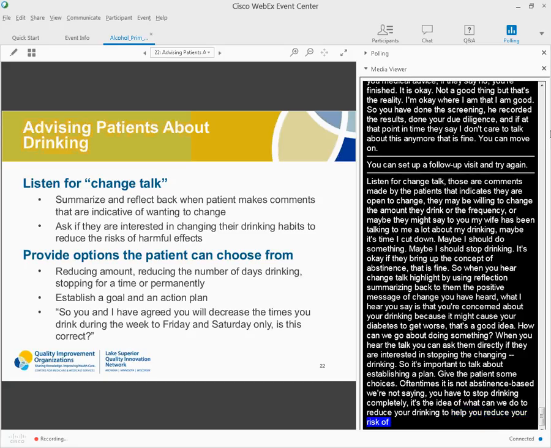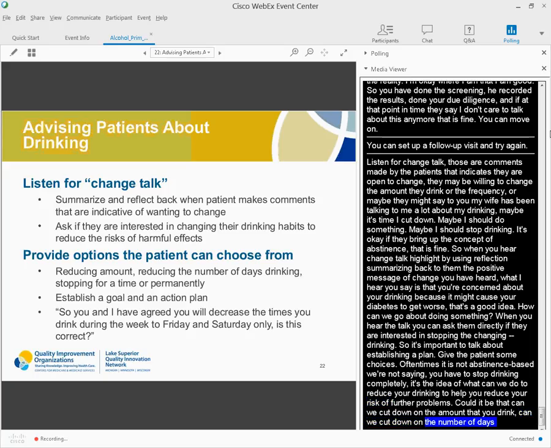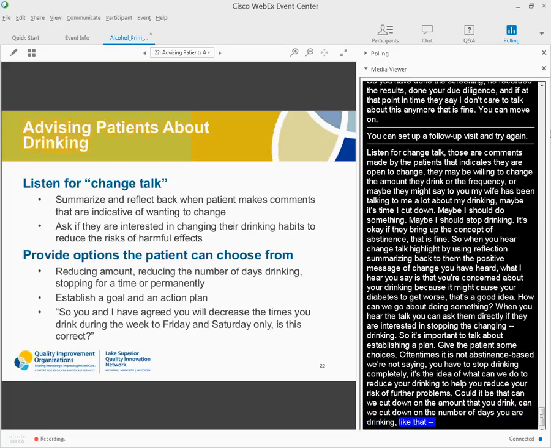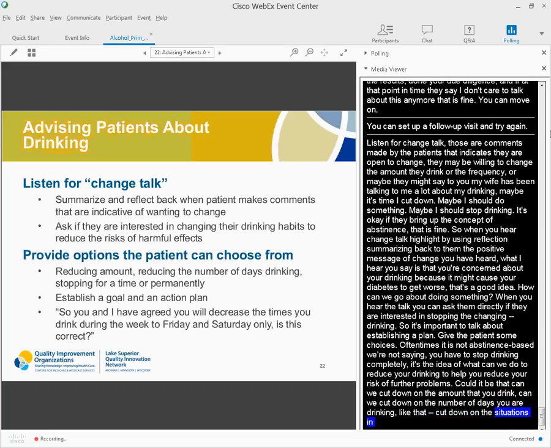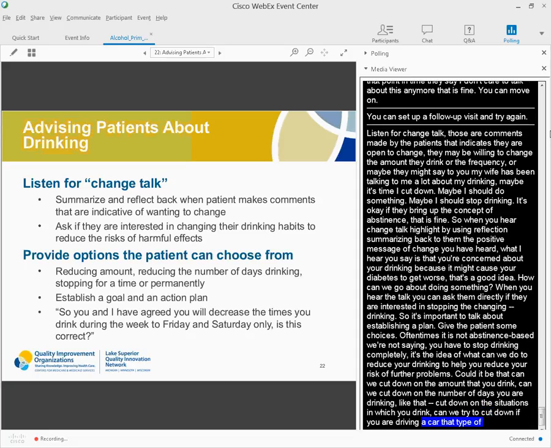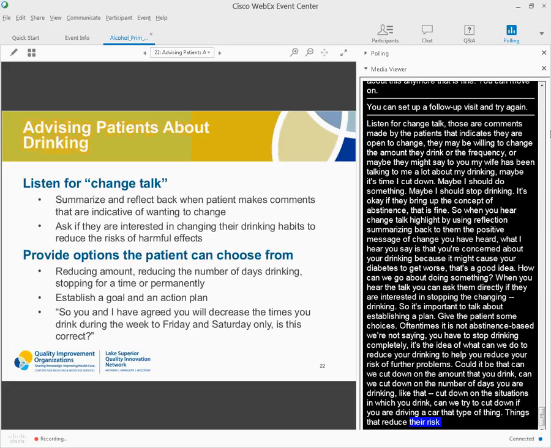Okay? Can we cut down on the number of days you're drinking? Can we cut down on the situations in which you drink? Right? Can we at least try to get you not to drink if you're driving a car? That type of thing. Things that would reduce their risk of further medical, physical, social, legal, financial consequences.